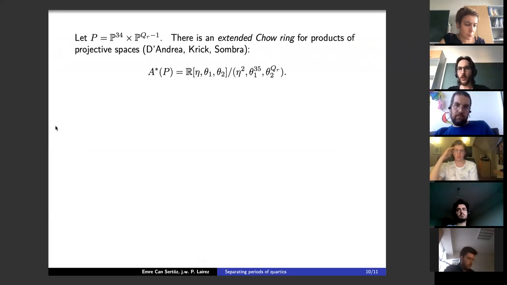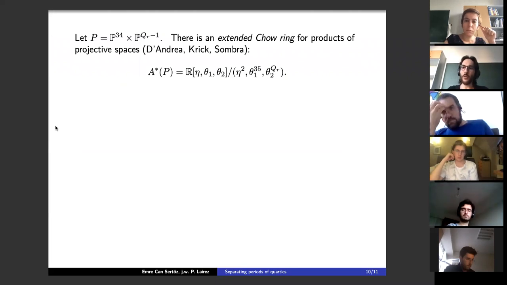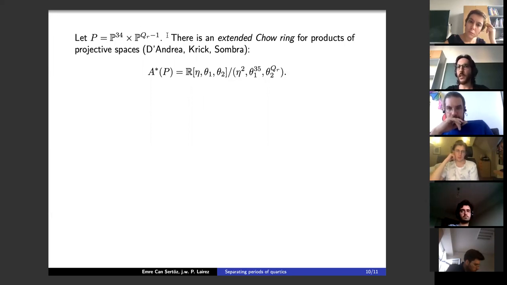In general, the work of D'Andrea, Krick, and Sombra defines what they call an extended Chow ring for an arbitrary number of products of projective spaces. So for the product of two projective spaces, P, I have three generators. One generator, eta, is the magic generator. That stores heights somehow. That comes from Spec Z, if you want. So everything is defined over Z, and Z is one-dimensional, so that has its own generator, if you want to think of it like that. Theta 1 is the hyperplane class pulled from the first factor. Theta 2 is the hyperplane class pulled from the second factor. And so they construct this ring with the only obvious relations, and eta squared being 0. So Spec Z pretends to be P1, and its hyperplane class, if you can call it that, eta, squares to 0.